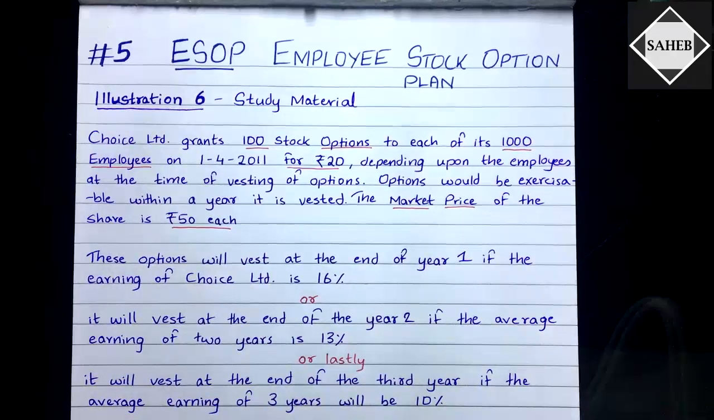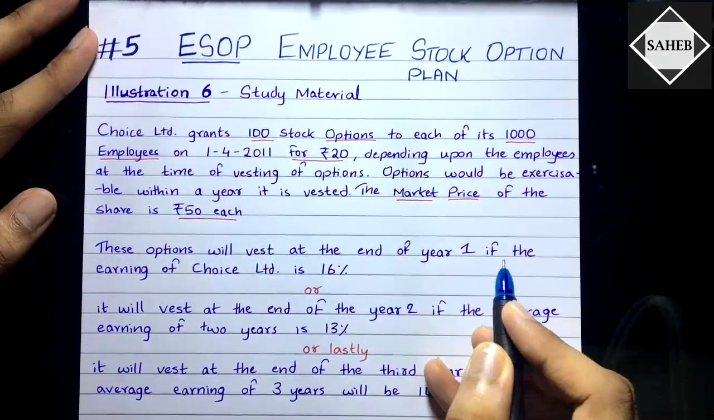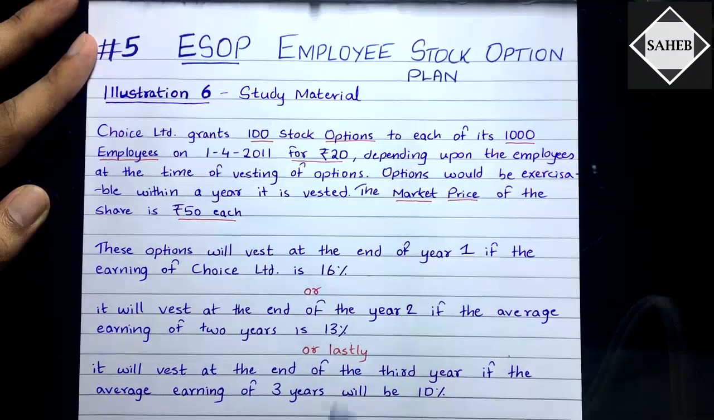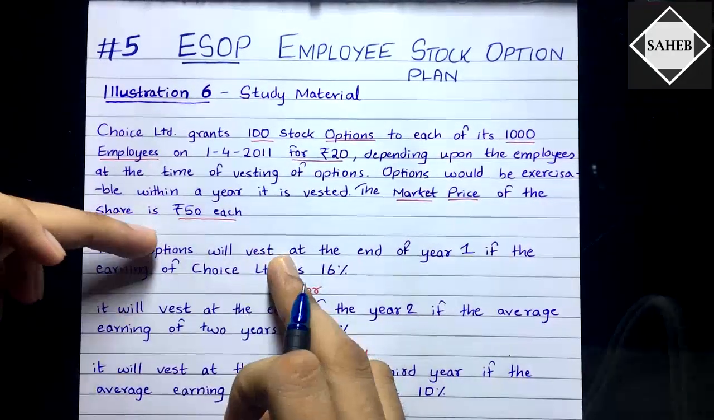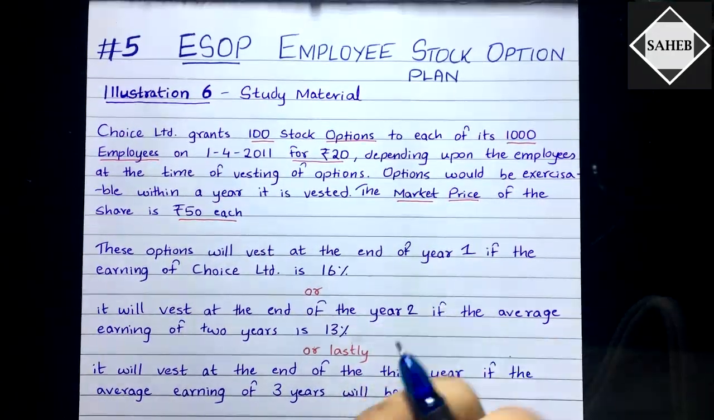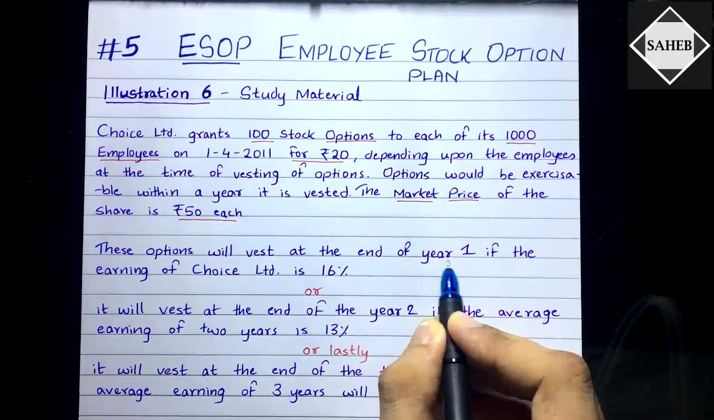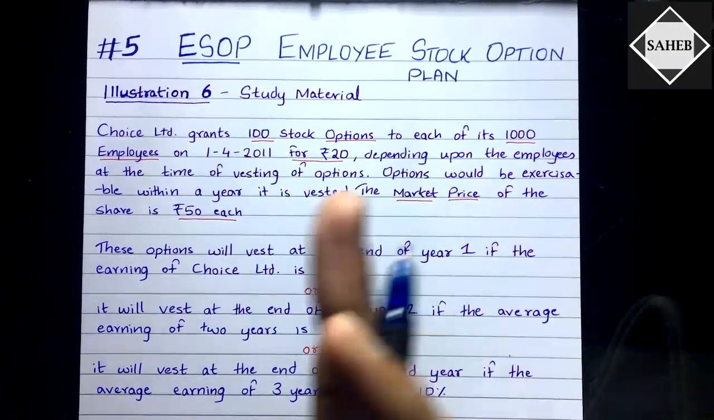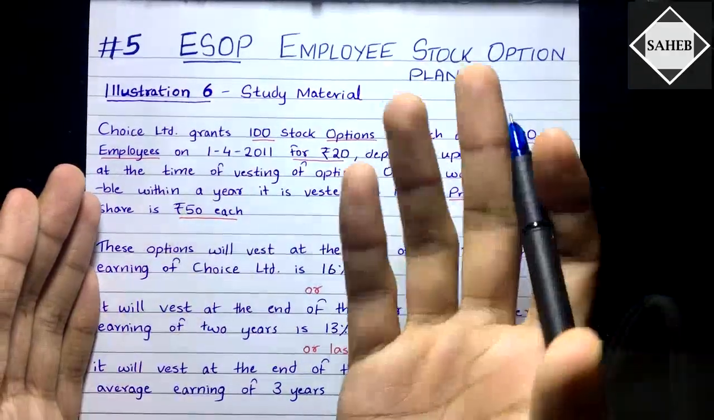So let's see that. See here what they are saying. These options will vest at the end of year 1 if the earning of Choice Limited is 16%. If Choice Limited's earning is 16%, then the options will become eligible, they will vest, and the employees will be able to purchase the shares, right? And they are talking about the end of year 1. So when we reach the end of year 1, we'll come to know whether we have achieved the target or not. If we have achieved the target, options are eligible.